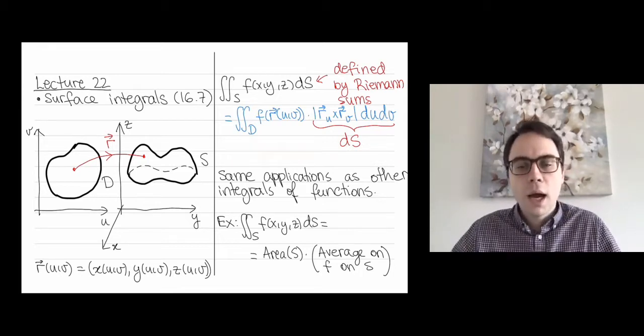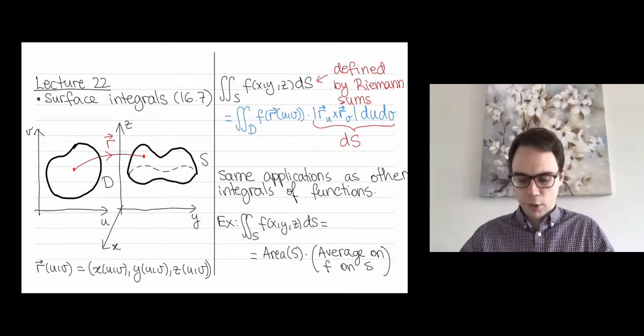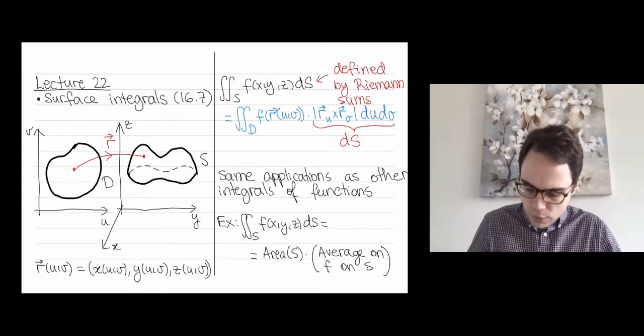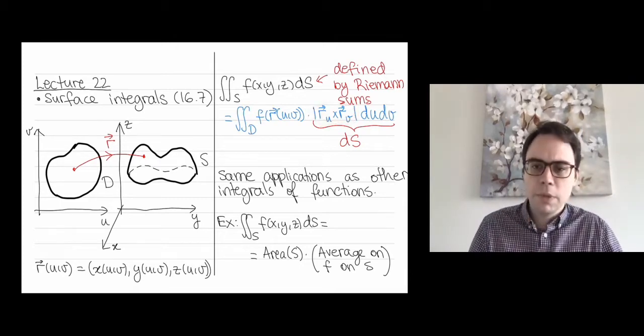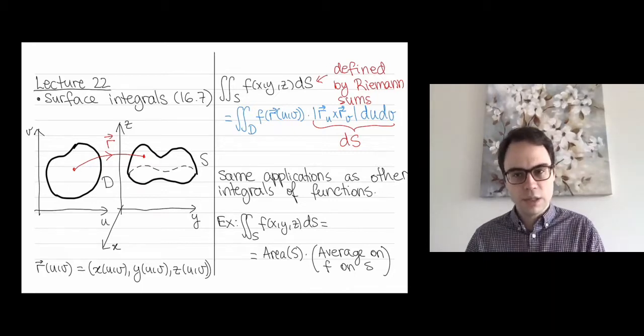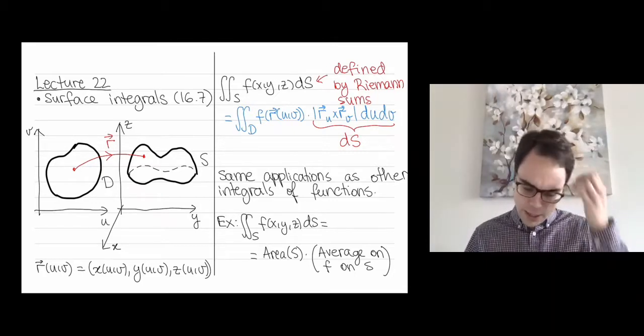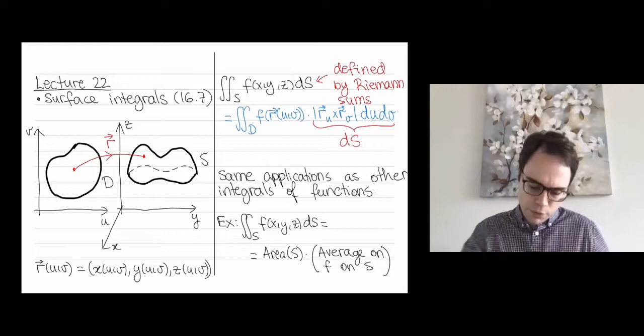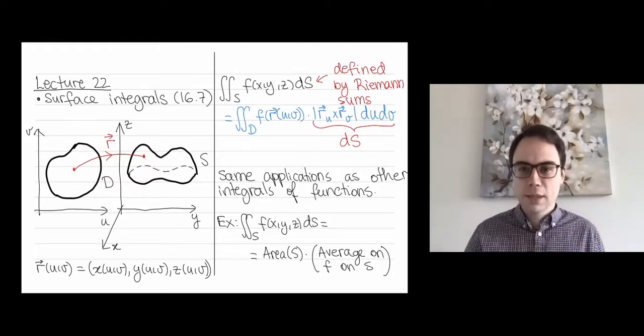So I'd like to make a couple of remarks next. I'd like to compute these cross products and see what ds looks like, and I would like to compute these in a couple of examples. First, I'll start with more theoretical examples that relate these integrals to things that we've seen before.